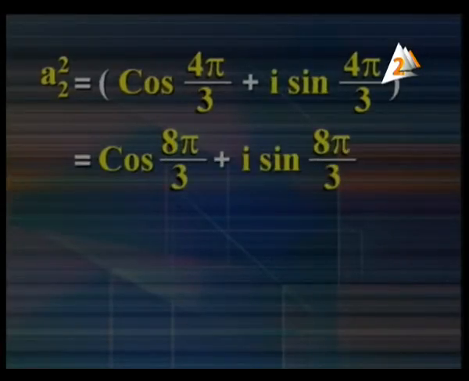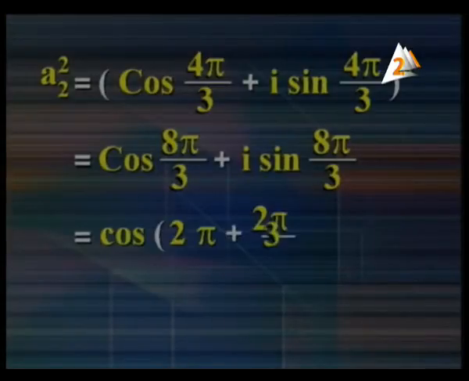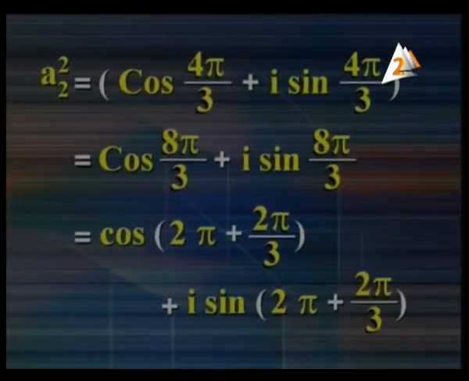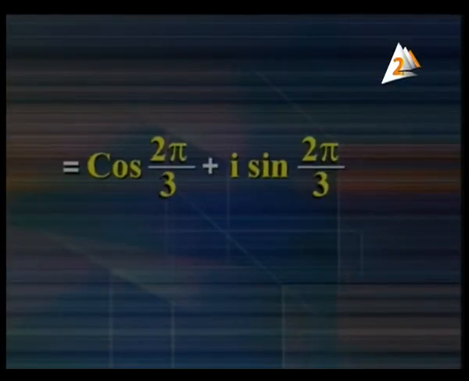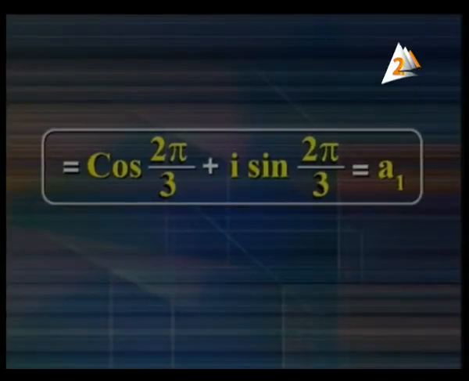And a2 power 2 equals cosine 4π/3 plus i sine 4π/3, all to the power 2. Then a2 power 2 becomes cosine 8π/3 plus i sine 8π/3, which equals cosine (2π plus 2π/3) plus i sine (2π plus 2π/3). Therefore, the answer is cosine 2π/3 plus i sine 2π/3, which equals a1.